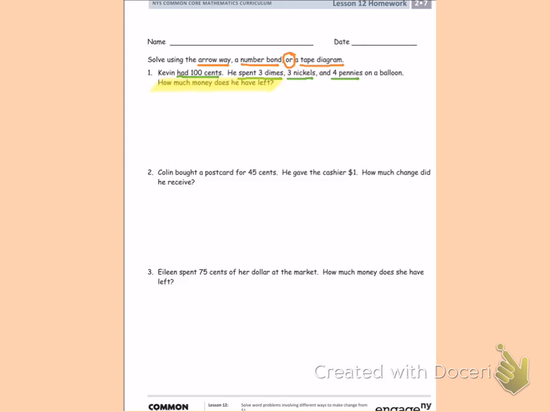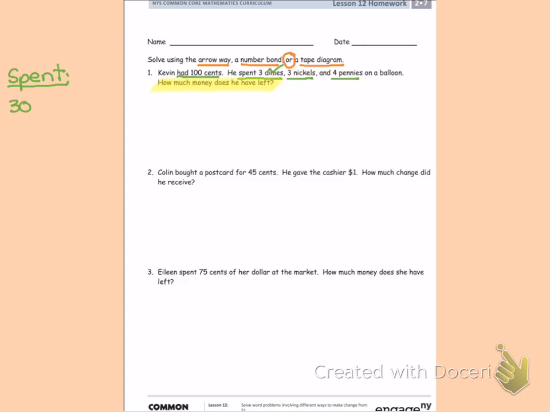I'll go ahead and try to figure out how much he spent first. I'll write the word spent here in my margin. You might want to use your scratch paper. 3 dimes is the same thing as counting by tens 3 times. 10, 20, 30. So that's 30 cents. I'll put a check mark there.